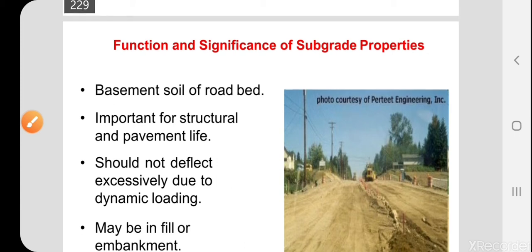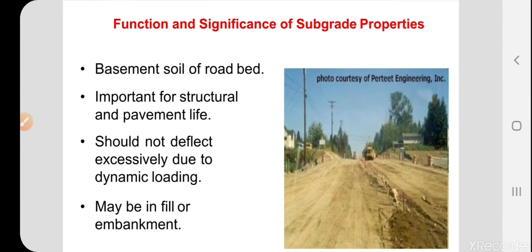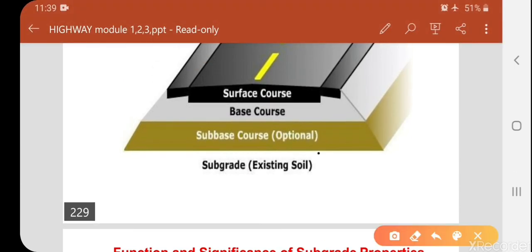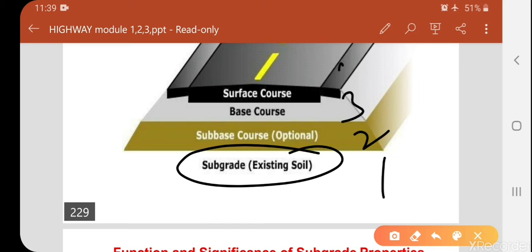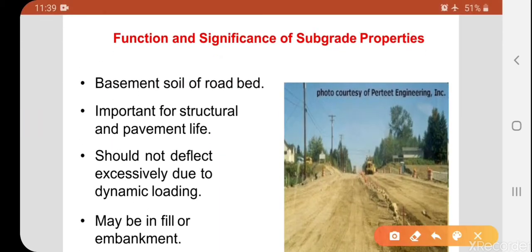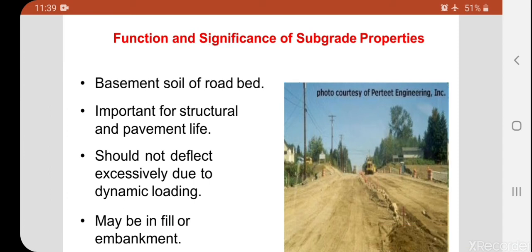Next, functions and significance of subgrade properties. What are the functions? Here the first course is subgrade, when you are going from the bottom: 2, 3, 4, subgrade. What is the main function? This one is the basement for the soil of the road. Yes, it is correct, because this one is the most important basement. When we are constructing a structure, the basement is required. Like that, when we are constructing a road, the main basement is nothing but the subgrade only.